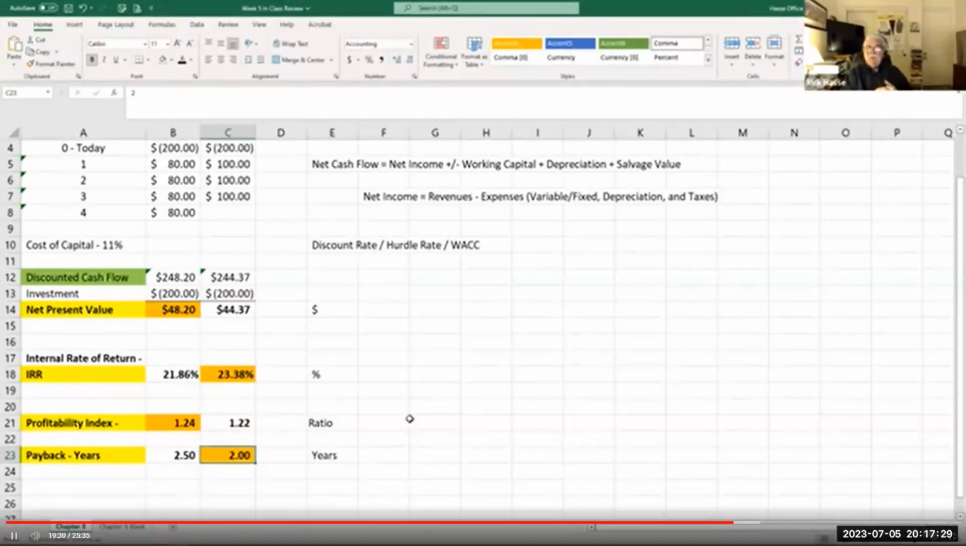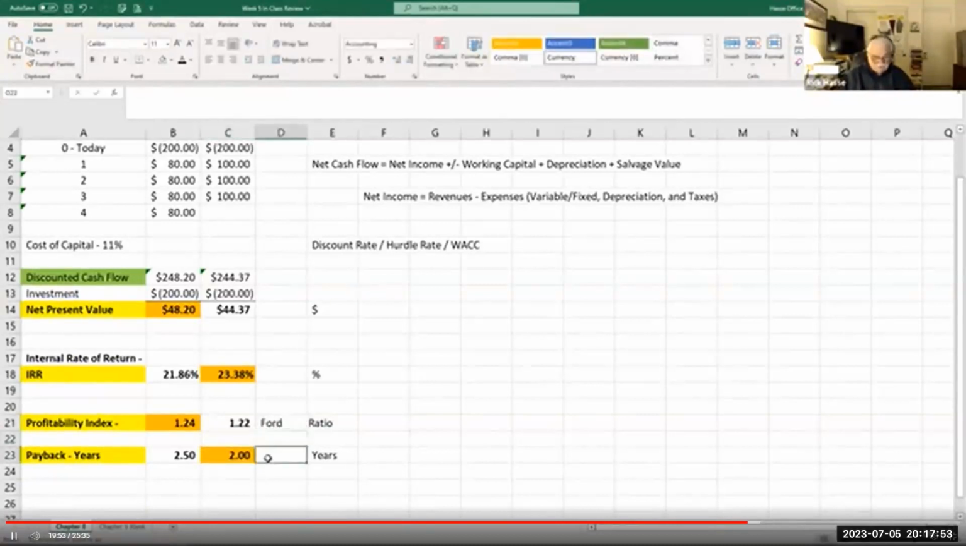Most companies would choose getting the money quicker, because once you get the money quicker, you can reinvest those returns back into other projects and other investments. But it depends on the company. For example, Ford Motor Company uses the profitability index ratio. Ford does. That's their culture.